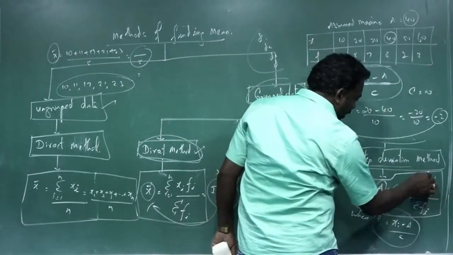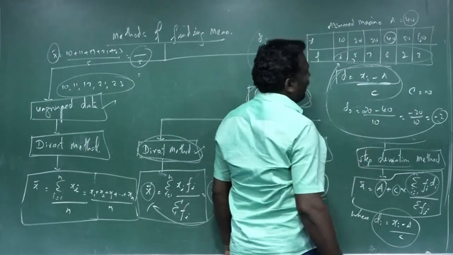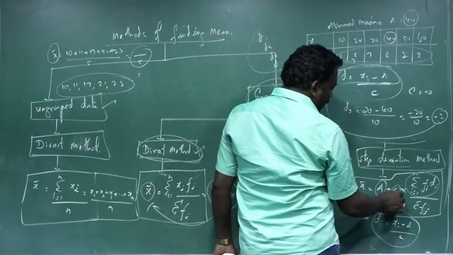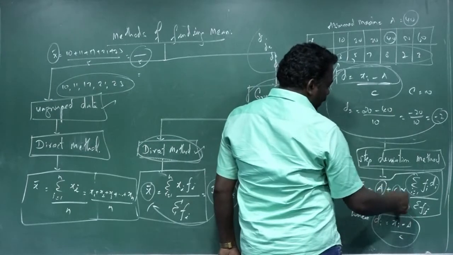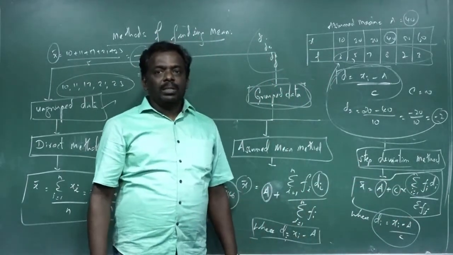After that, calculate the numerator term, adding the frequency, the summation of fi multiplied by c, and add it to the assumed mean. Calculating this term gives the arithmetic mean by applying the step deviation method.